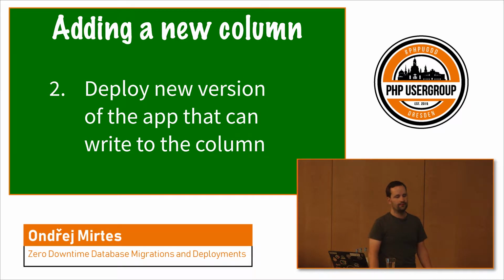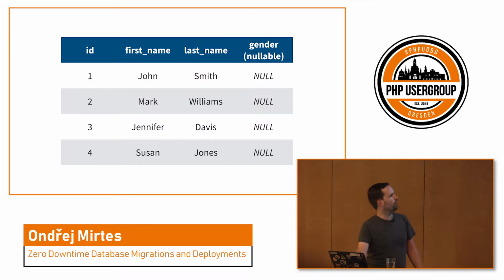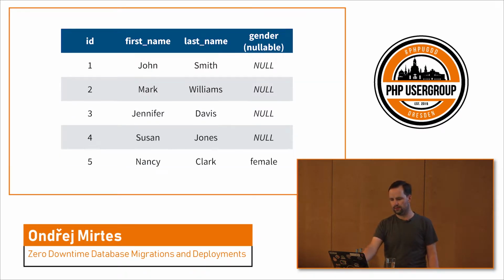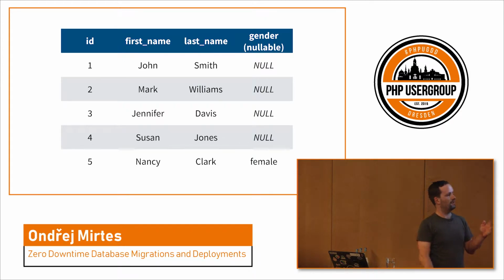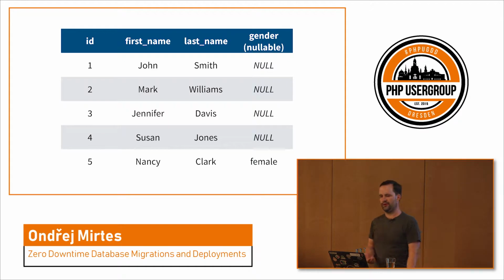The next step is to deploy a new version of the application that can write to the column. So we go from this state to this one. New rows in the table are inserted with a value, because probably your users started filling out this value during sign up. So it doesn't mean only that the application starts writing this value, but also that you can probably require it in your user interface, in your web forms.